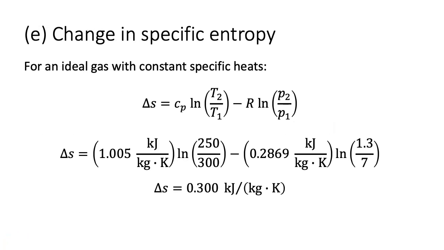For Part E, calculate the change in specific entropy from Section 1 to Section 2. For an ideal gas with constant specific heats, the change in entropy can be calculated using the relationship shown to get 0.3 kilojoules per kilogram degree Kelvin. Note that we must again use absolute pressure and absolute units for temperature for this calculation.